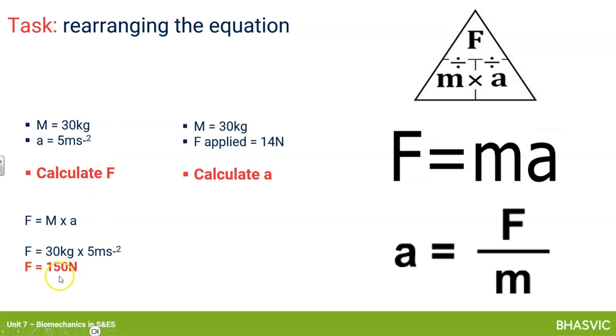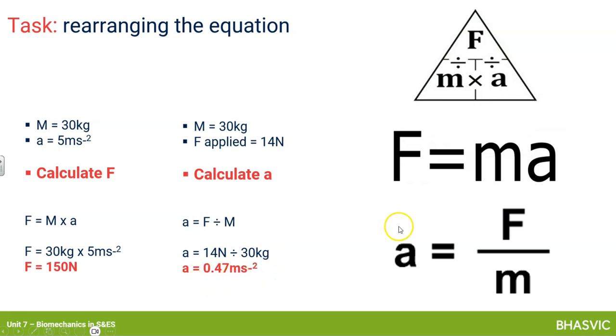So if you applied 150 newtons to an object with a mass of 30 kilograms, it would accelerate at 5 meters per second squared. What if we had an object that we wanted to find out the acceleration of? So the object's mass is 30, we apply a force of 14 newtons to it. How would we calculate that? So we'd use this other equation over here, of course. We'd use the acceleration is force divided by mass, put those numbers into the equation, and we get an acceleration of 0.47 meters per second squared.